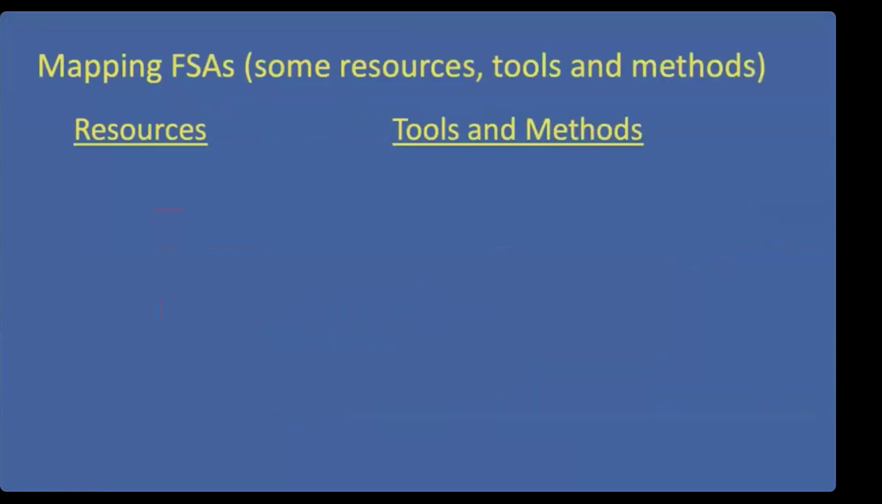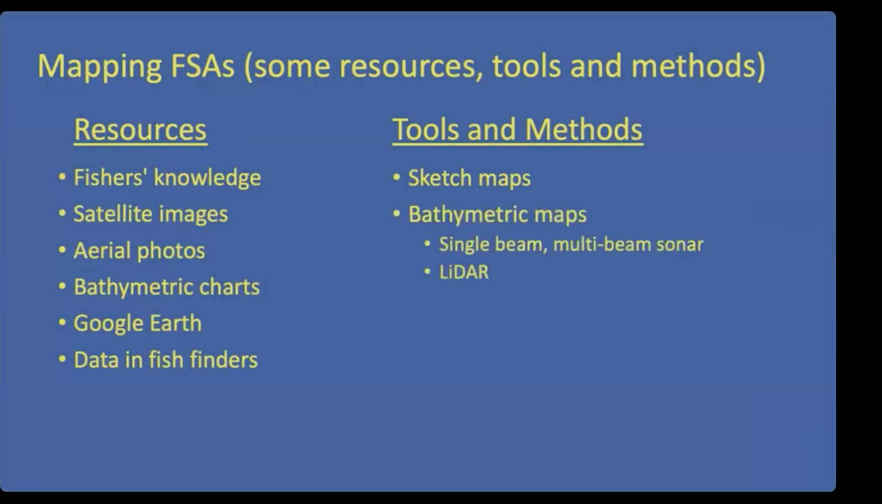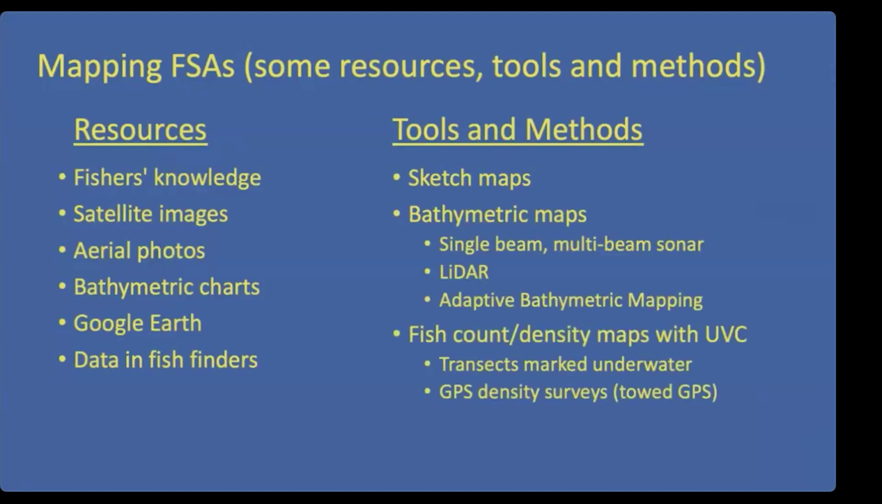Lots of ways to go about mapping. Aggregation sites, fishers' knowledge, satellite images, aerial photographs, bathymetric charts, Google Earth, and data available in fish finders and/or aftermarket online. Lots of tools to make maps: sketch maps, making bathymetric maps, various techniques available. I'm going to tell you about one called adaptive bathymetric mapping, and offer a few ideas about how to do fish count density maps using underwater visual census.